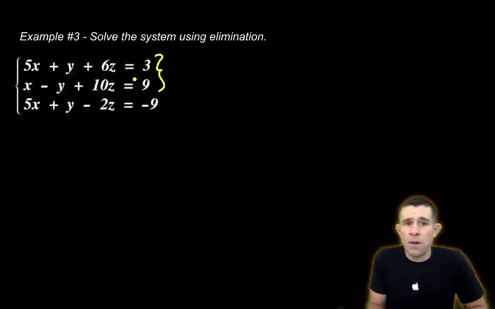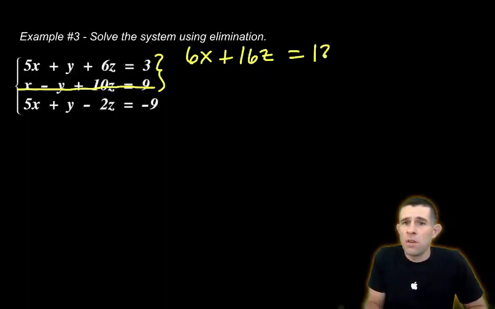So I'm going to combine them by saying 5x plus x is equal to 6x. A positive y plus a negative y is going to cancel each other out. A 6z plus a 10z gives me 16z. And 3 plus 9 is going to give me 12. So I've combined these first 2 equations to give me 6x plus 16z equals 12.